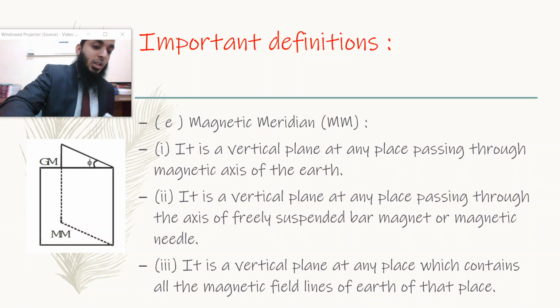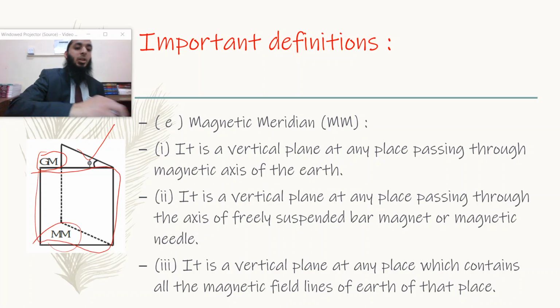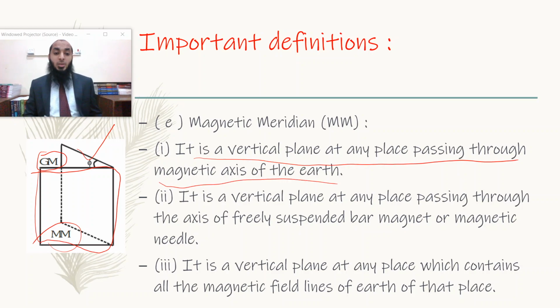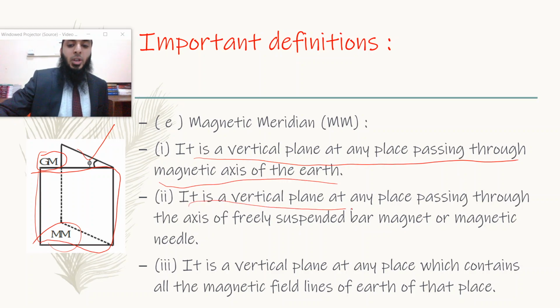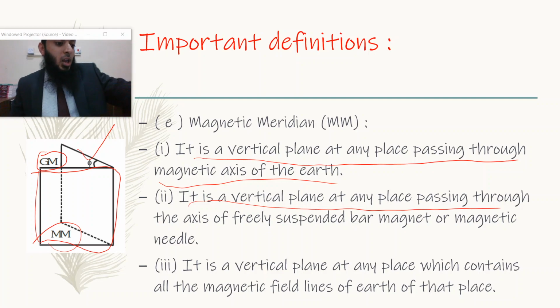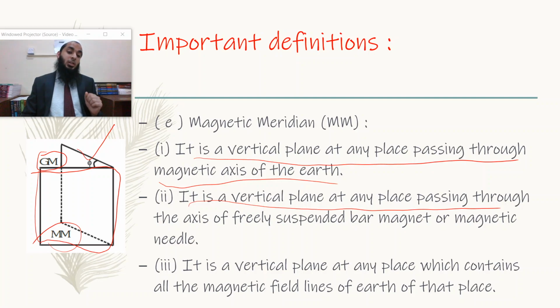Yes, magnetic meridian. So earlier we had seen this plane GM, which stands for geographic meridian. So this plane is actually the magnetic meridian. So what is the magnetic meridian? We had already seen it's a vertical plane at any place passing through the magnetic axis of the earth. It is a vertical plane at any place passing through the axis of a freely suspended bar magnet. That's another very important definition that you can see.